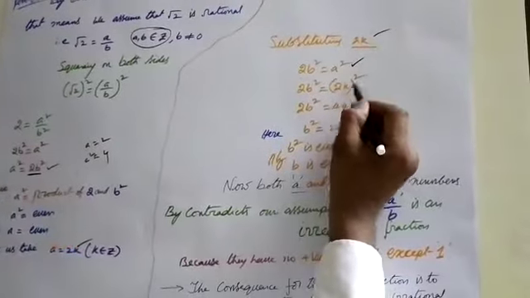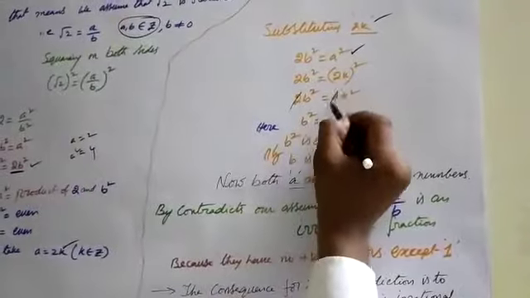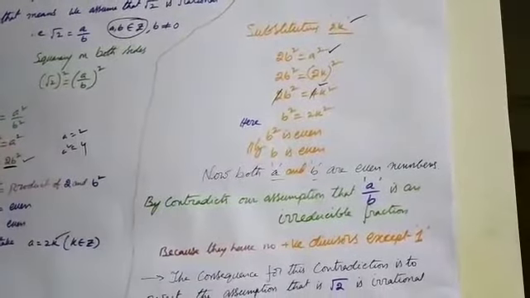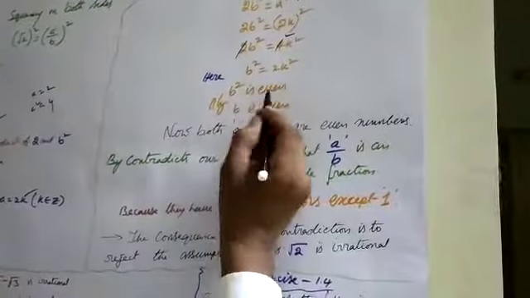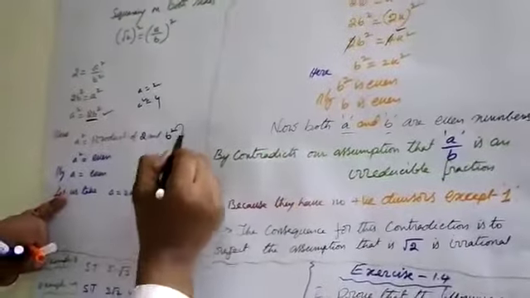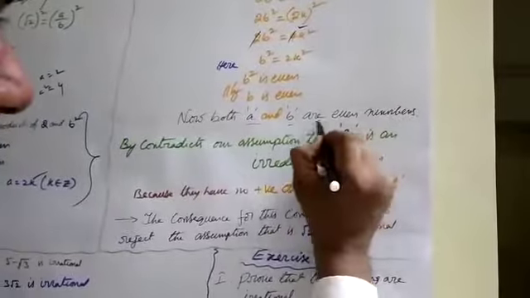2k whole square means 4k square. Therefore here 2 ones, 2 2s. Therefore b square is equal to 2k square. B square is even, so b is also even. Now both a and b are even numbers.